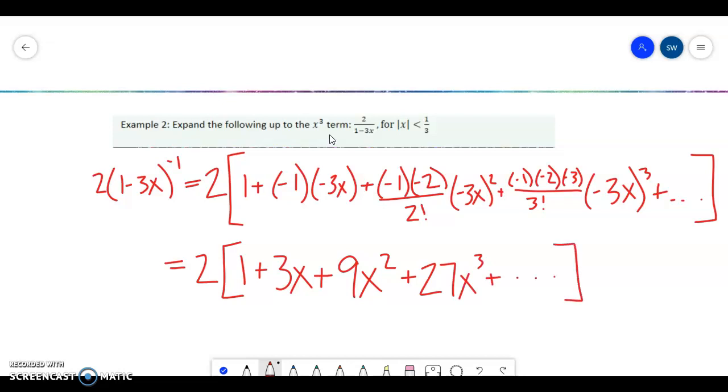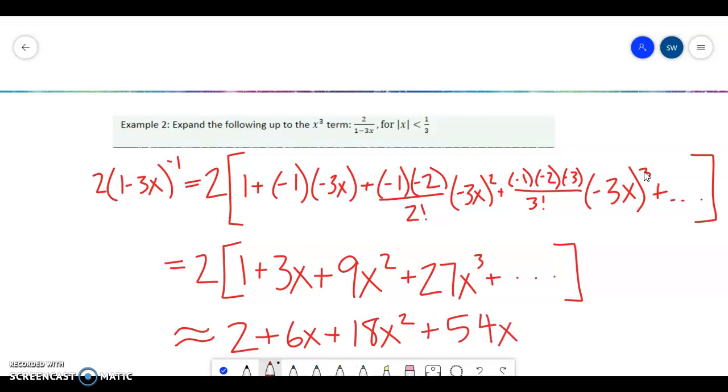Then all we have left to do is distribute the 2. So I'm going to stop at the x cubed term, so just 2 plus 6x plus 18x squared plus 54x cubed. And that's our answer.